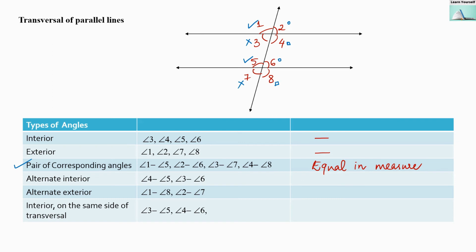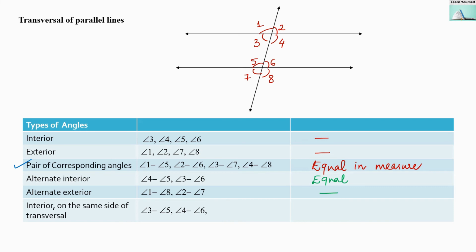Second, pairs of alternate interior angles. Alternate interior angles are 4 and 5. These are interior angles diagonally opposite. So 4 and 5, and 3 and 6. So there are two pairs of alternate interior angles. They are also equal in measure. Both pairs of angles are equal.